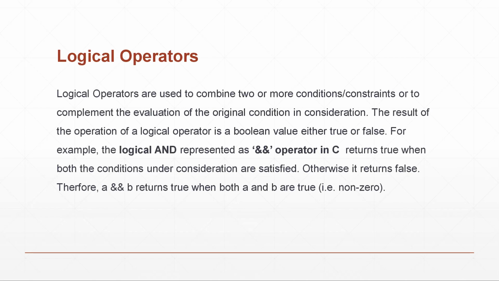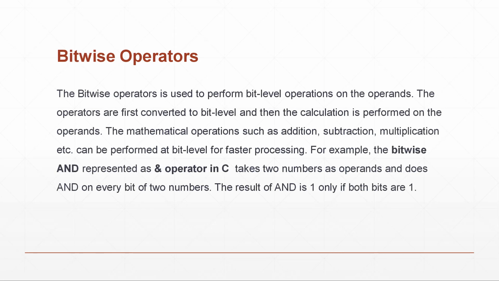Next, we have logical operators. Logical operators are used to combine two or more conditions or constraints or to complement the evaluation of the original condition in consideration. The result of the operation of a logical operator is a Boolean value, either true or false. For example, the logical AND, represented as ampersand ampersand operator in C, returns true when both the conditions under consideration are satisfied. Otherwise, it returns false. Therefore, A ampersand ampersand B returns true when both A and B are true, that is non-zero.